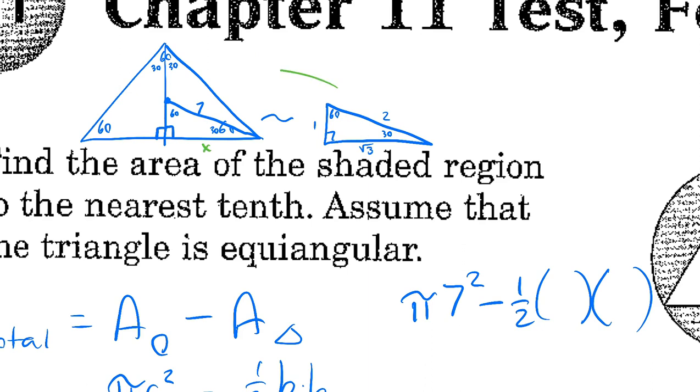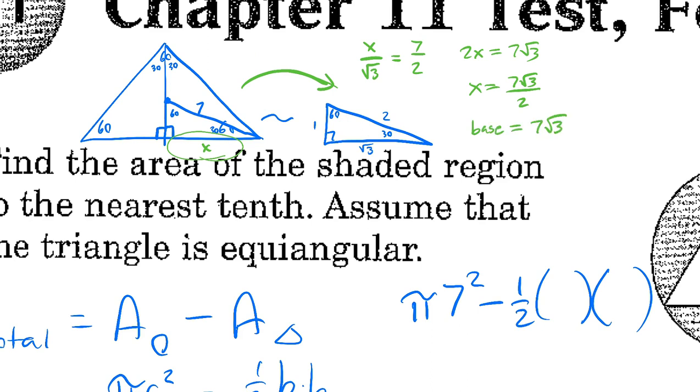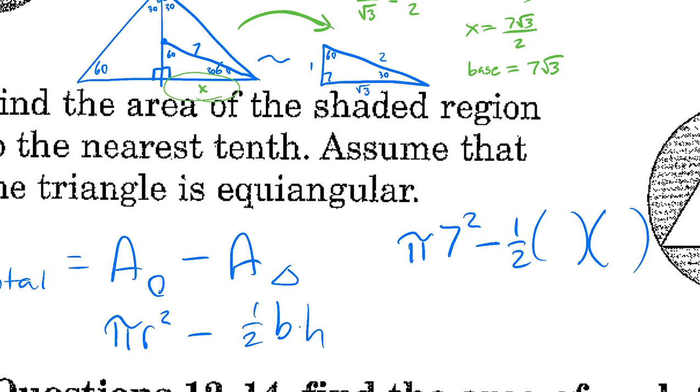So we'd say going, let's go this direction. So x is on top, doesn't matter. But x is to √3 as 7 is to 2. And then we cross multiply and we get 2x equals 7 √3. So x equals 7 √3 over 2. Okay, so that's half of the base here. And so then the whole base would be 2 of those. So the whole base would be 7 √3, right? That's just 2 of those, because multiplying by 2 gets rid of the 2. So 1/2 base times height down here, the base is 7 root 3.